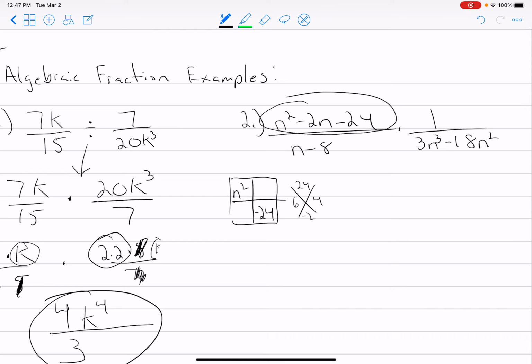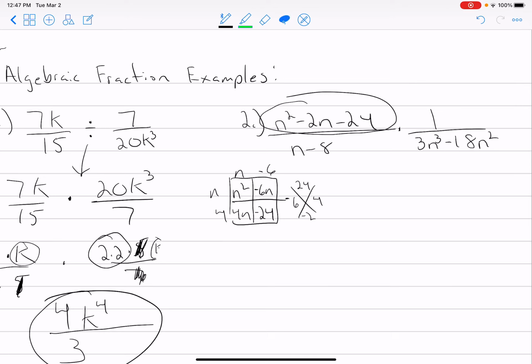6 times 4 is 24. I need the 6 to be negative, I believe. Yep. Negative 6, positive 4. Let's see. This is minus 6n. This is 4n. Yep. And negative 6 and 4, negative 24. Okay, we are in good shape. Negative 6n plus 4n is negative 2n. We are in good shape.